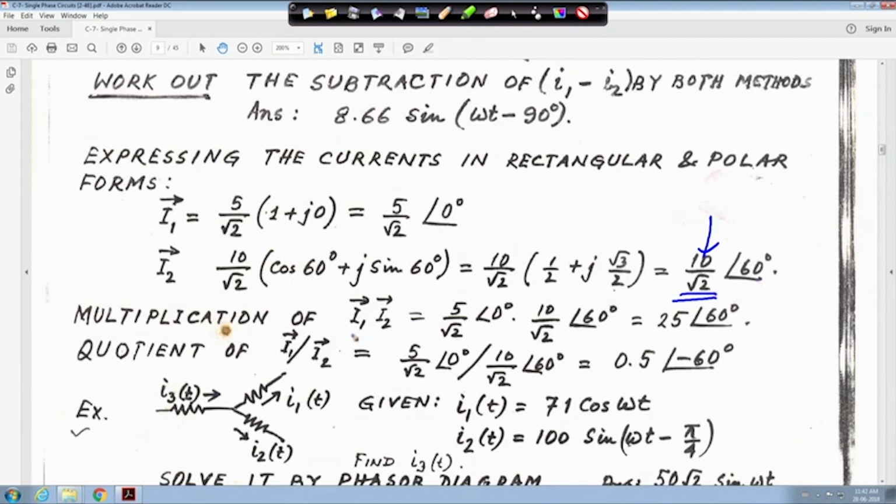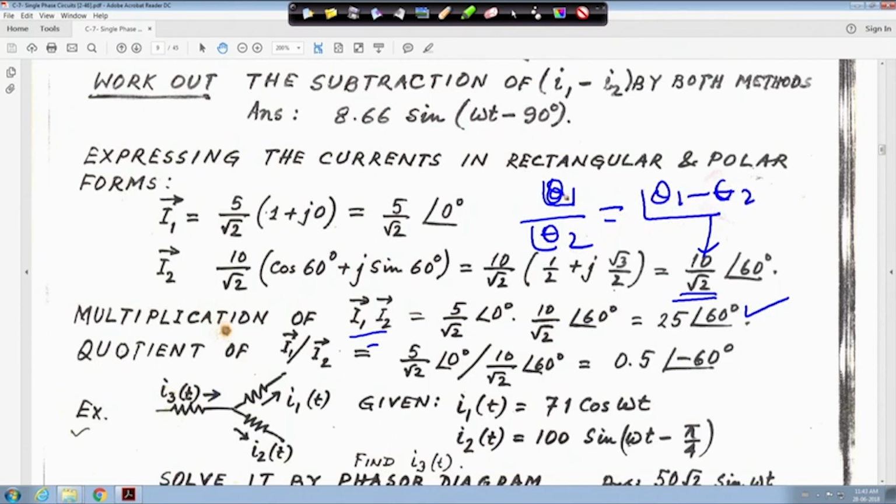If you multiply this I1 and I2, it will be 5 into 10, 50 by 2, so 25, and angle 0 degree plus 60 degree, so ultimately it will remain 60 degree. If you divide I1 by I2, it will be 5 by 2 angle 0 degree and 10 by 2 angle 60 degree, it will be 0.5 angle minus 60 degree. Suppose in the numerator you have angle theta 1 and in the denominator angle theta 2, then this will be angle theta 1 minus theta 2, right.